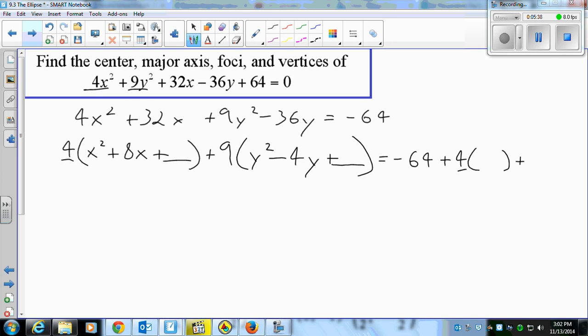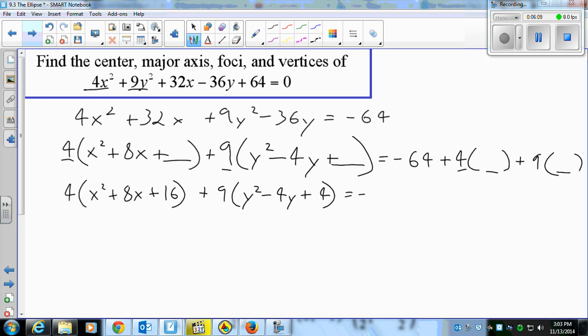And I got to add 9 times my second mystery value because of that 9. So I go ahead and take my b terms, divide by 2, and square. So I get 4x squared plus 8x plus 16 plus 9y squared minus 4y plus 4 equals negative 64 plus 4 times 16 plus 9 times 4.